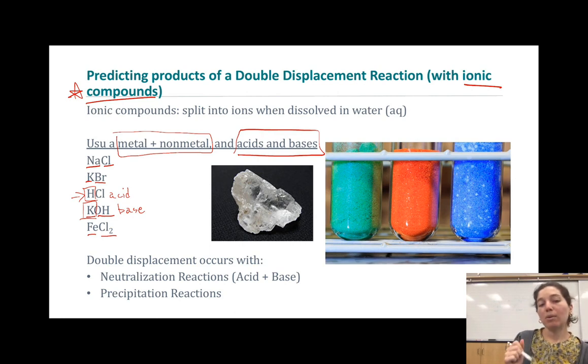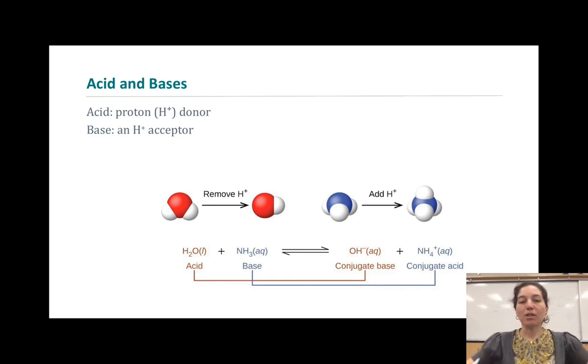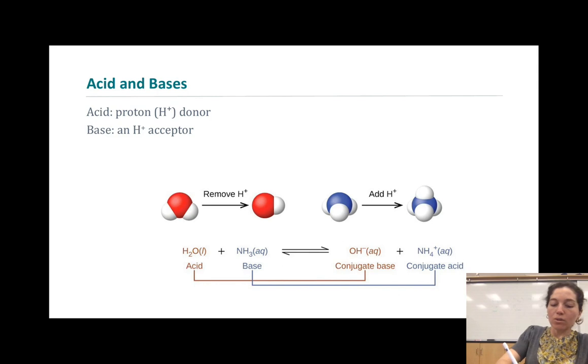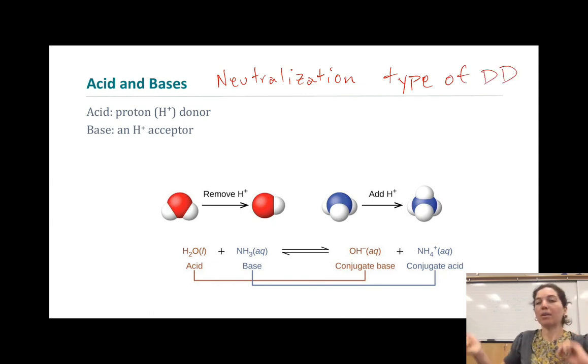So we can have our double displacement reaction happen with ionic compounds, and it can do two things. It can either be a neutralization reaction with an acid and a base, or you might see a precipitation reaction. This is when a solid forms from two aqueous compounds. Let's take a look at our acids and bases first, and then we'll move on to what a precipitation reaction is. So this is our neutralization reaction, which is a type of double displacement or double replacement, whatever you want to call it. It's the same thing.